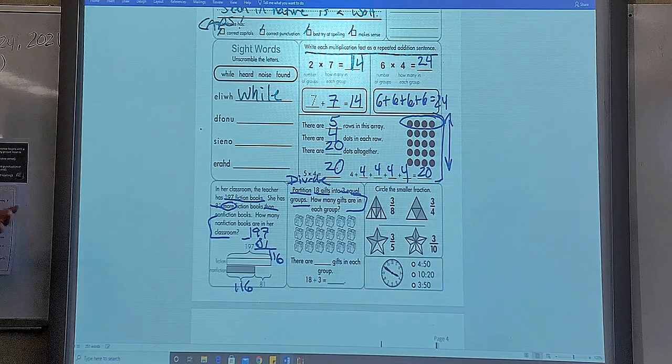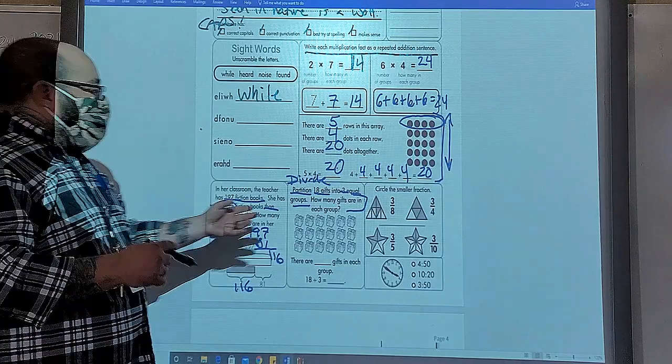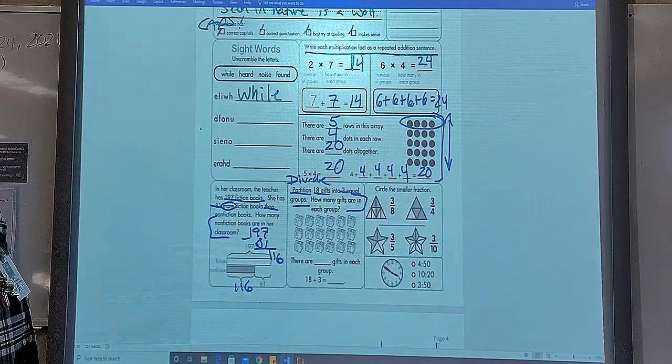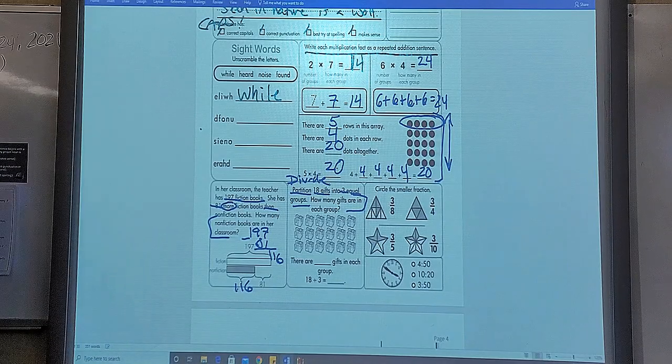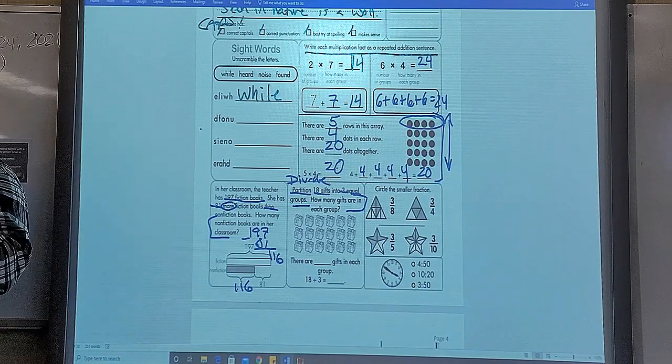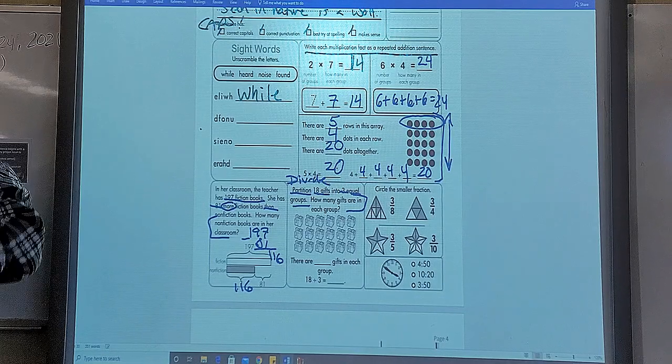That's what they're asking. 18 gifts into 3 equal groups. So what's 18 divided by 3 then? We actually just talked about this. I just did this one. What is 18 divided by 3?